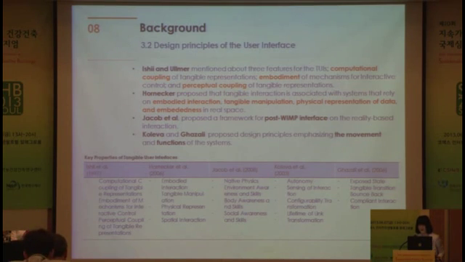Ishii and Ullmer mentioned the properties of the tangible user interface: computational coupling of tangible representation, embodiment of mechanism for interactive control, and perceptual coupling of tangible representation. And Hornecker proposed that tangible interaction is associated with embodied interaction, tangible manipulation, physical representation, and embeddedness in real space. And Jacob et al. proposed a framework for post-WIMP interfaces on reality-based interaction. You can check the detailed information in this table, so I will just move on to the next slide.